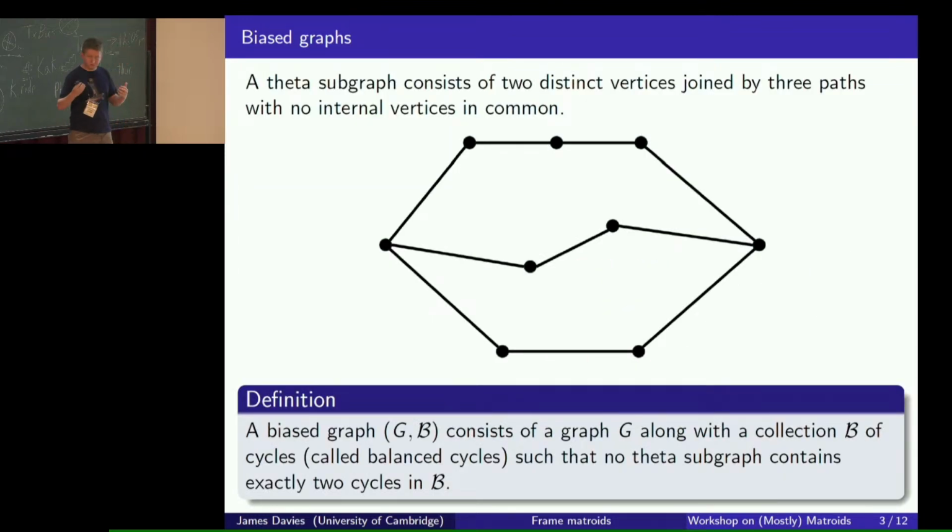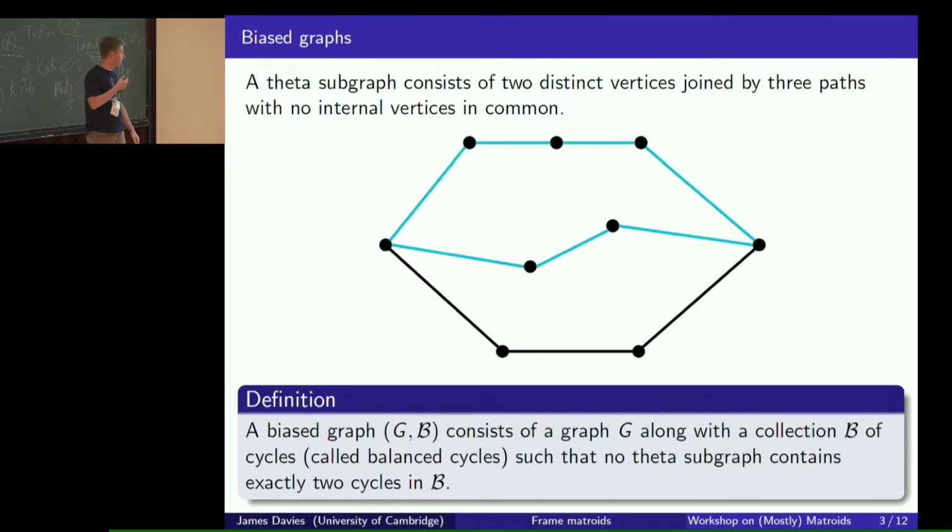And for this, we use bias graphs, which Dylan already talked about on Monday. All that a bias graph is, is a graph with a set of balanced cycles. And we have one extra slightly technical property: no theta subgraph, theta being a free path between two vertices, has exactly two balanced cycles. And this is just for matroidal reasons, because when we go to define a matroid, we need this property for it to be a matroid.